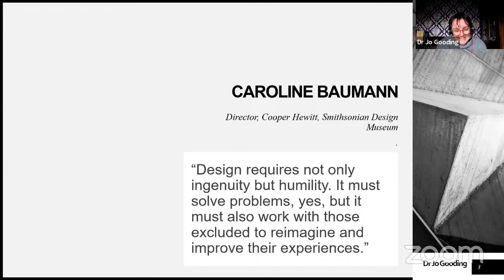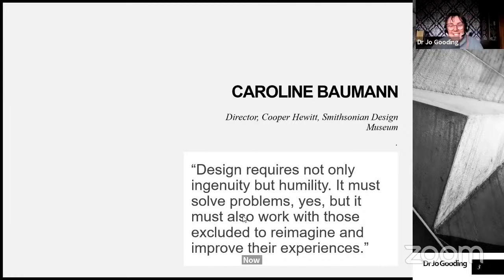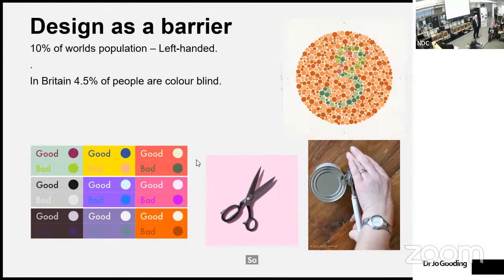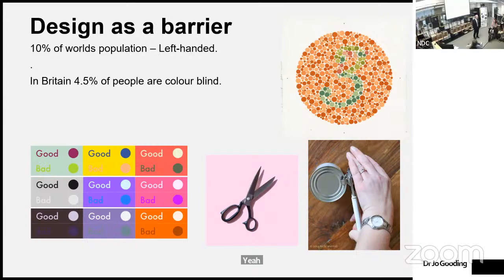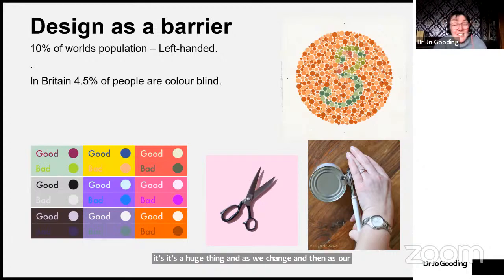Anybody else? I think they're all a bit shy. That's okay. It's strange doing this interaction online. So, not being able to open a product. Somebody said it online as well, not being able to open bottles or boxes. That's annoying. It's a huge thing, and as our bodies change, as we get older, or just with all the circumstances, we might find that becomes more of an issue.